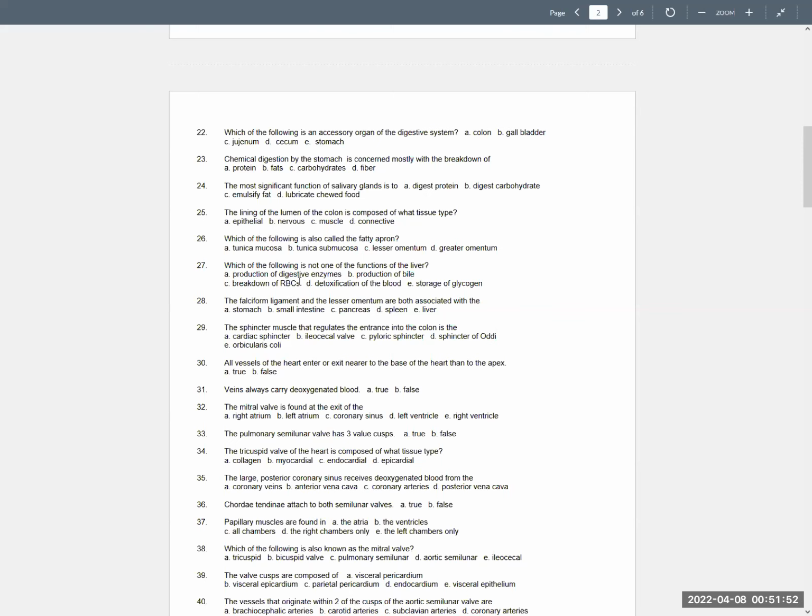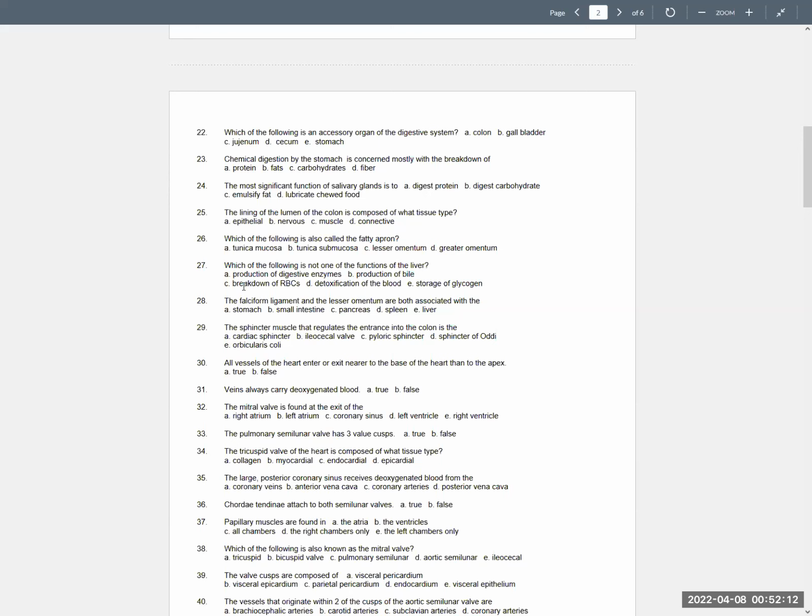When we get into tissues coming up in the next or last section, you'll really get to understand this. The fatty apron is the other name for the greater omentum. 27.